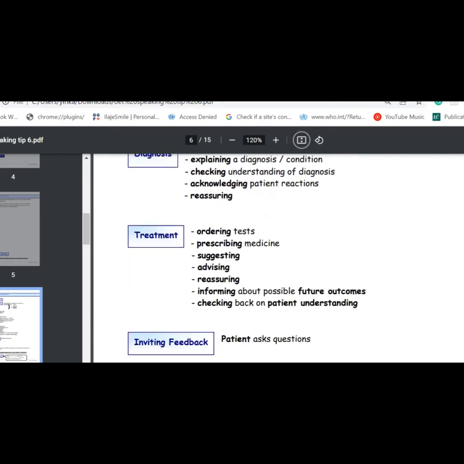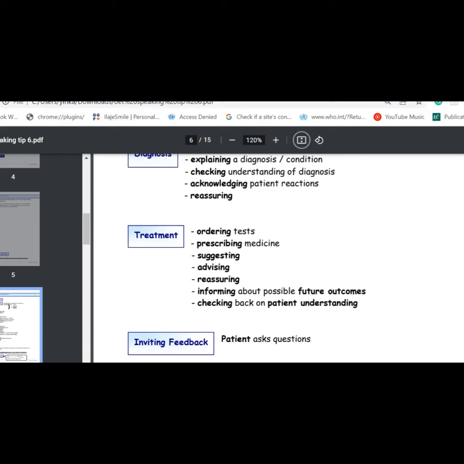Now, the next stage is treatment, and this is about ordering tests. Maybe you want to order some tests. You are telling the patient you'll be ordering tests like the FBC, creatinine to check the kidney function and all that. Prescribing medicine, that's about treatment as well. Are you prescribing some medicine? What is this medicine? What is the purpose of it, the mode of action, any side effects?